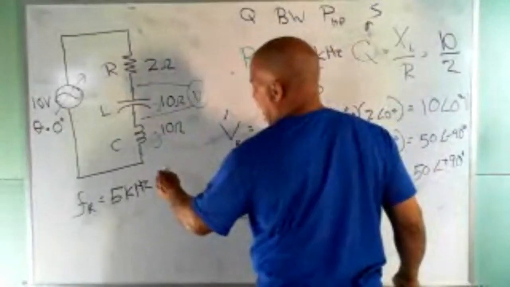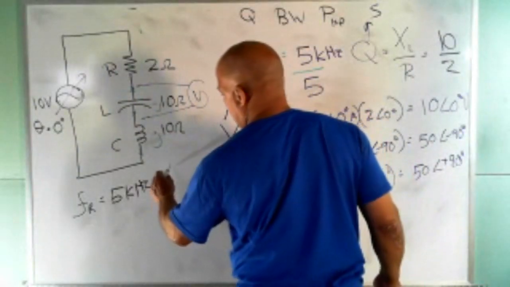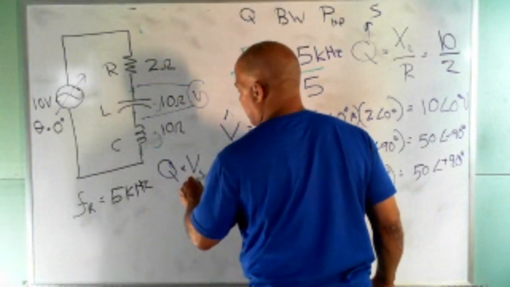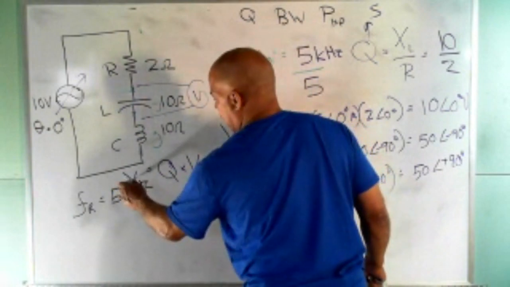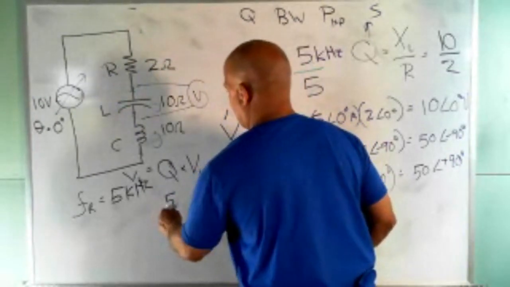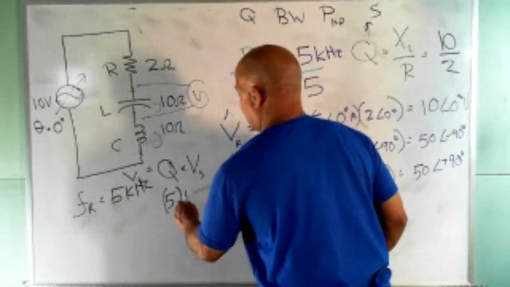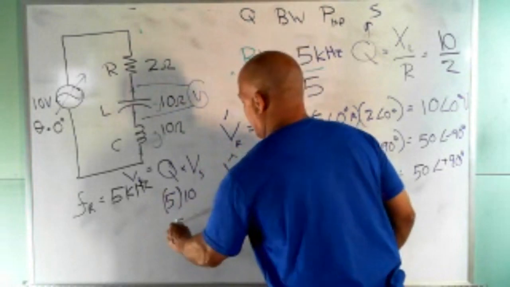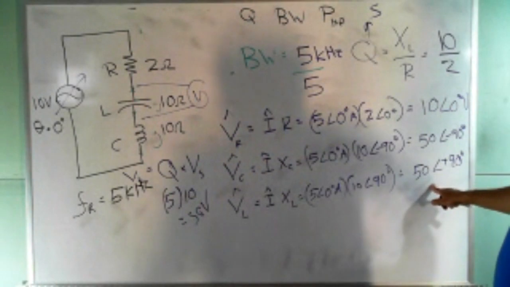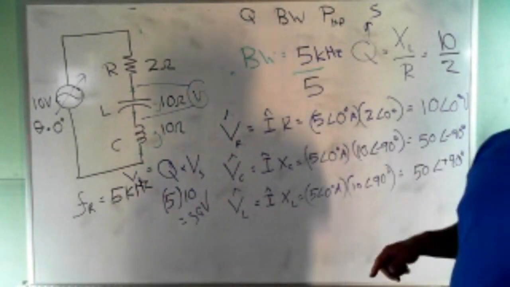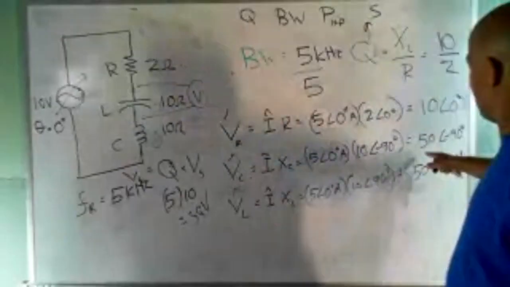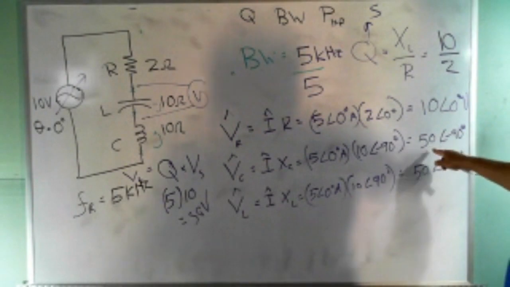If you take Q times V source, you get the voltage across the reactive component. Like if I take Q is 5, I take 5 times 10, I get 50 volts. And 50 volts is what we got across VC and VL. Now, this is called Q magnification. The fact that the voltage across my reactive components is higher than the voltage source is called Q magnification.